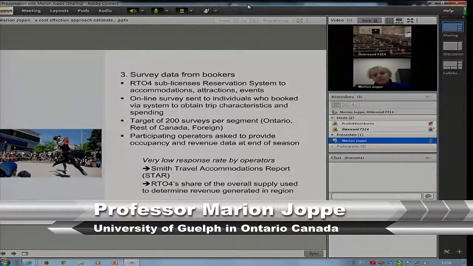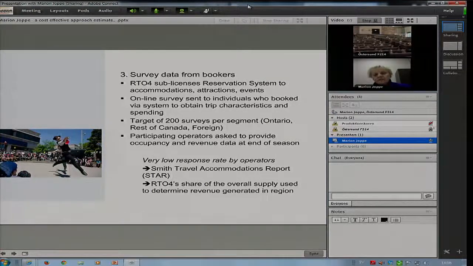We also asked our participating operators in the reservation system to provide occupancy and revenue data at the end of the season, so we could see what share of their total room nights was actually sold through the Meridian system, since many of them have their own websites and sell through other online travel agents like hotels.com or Expedia.